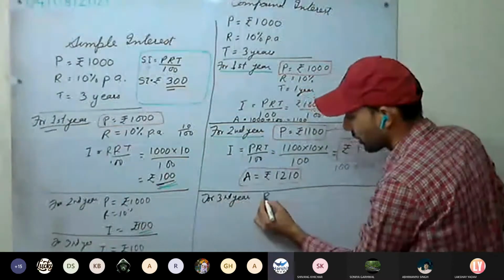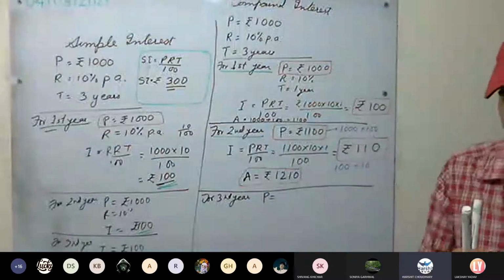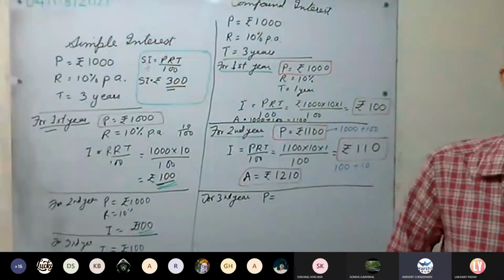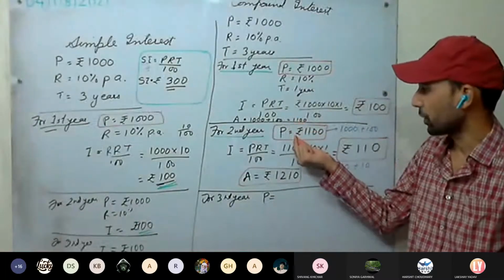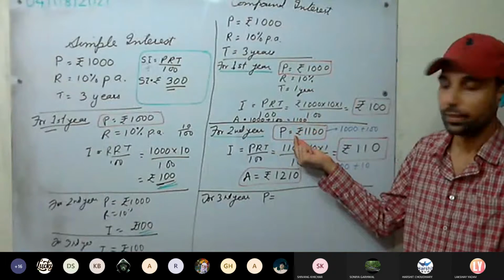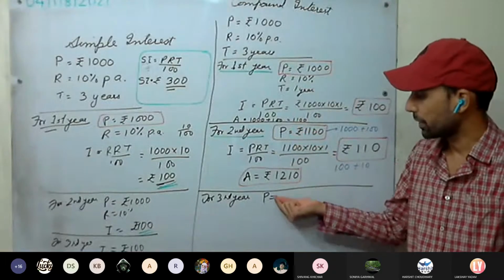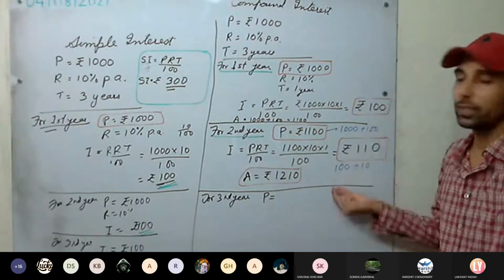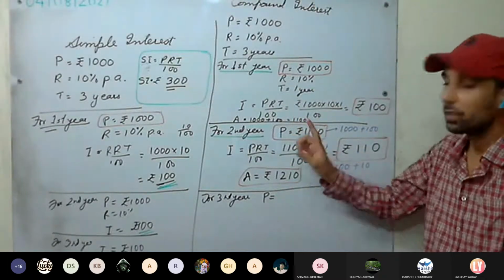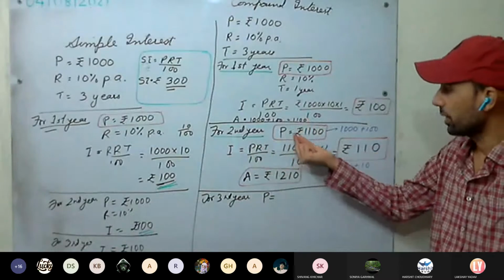In this, we have to find the interest on the amount of last year. See here, the amount of the first year will be the principal for the second year. The amount for the second year will be the principal for the third year. Why are you finding this? Because you have to find interest on interest as well. Just look at the second year.